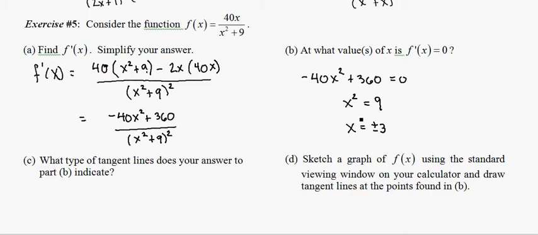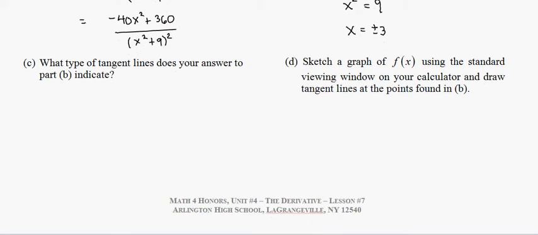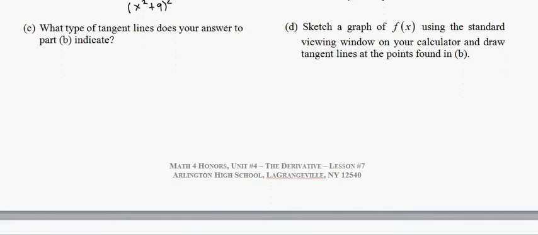Alright. Letter C asks us, what type of tangent lines does your answer to part B indicate? Well, if f prime of x is equal to 0, right, that means our tangent lines have slopes of 0, right? Slope must be equal to 0. And that means we must have horizontal tangents. Make that look like an E.